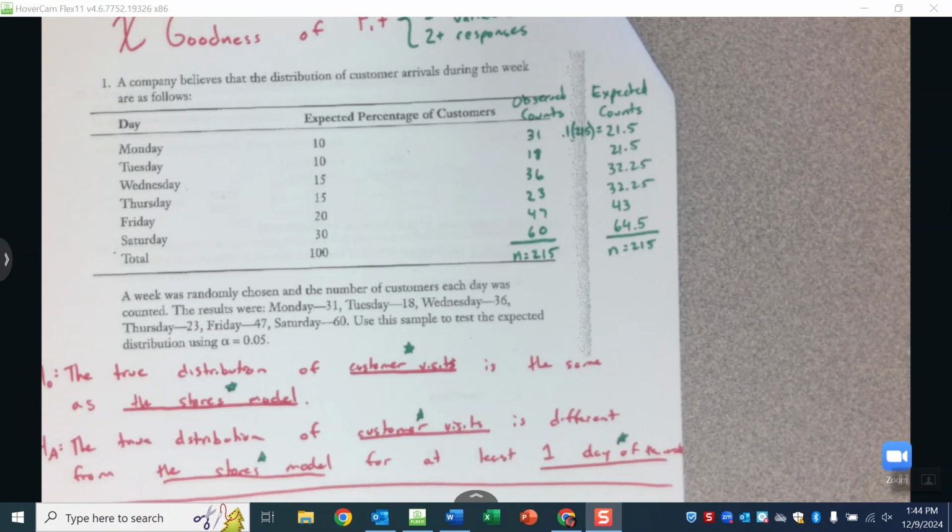Then all of these expected counts are going to be very small. If you add these all up, it's not going to equal 215. It should be a red flag that none of these are even close to these. All right, that would be a red flag.